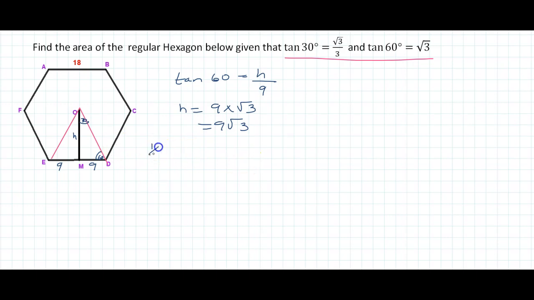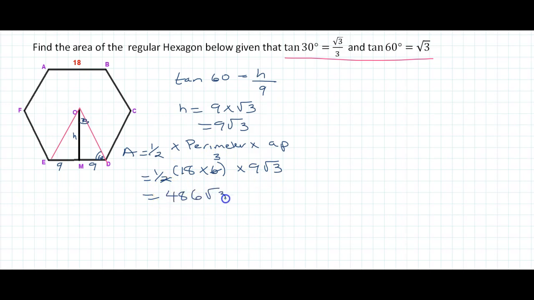So we have 1/2 multiplied by perimeter multiplied by apothem. That's the area here, which is going to be 1/2 multiplied by 18 multiplied by 6, and then our apothem is 9 square root of 3. So let's go ahead and do this. We have 54 multiplied by 9, so that is 486 square root of 3. So that's one method. The second method we're going to apply is using the area.